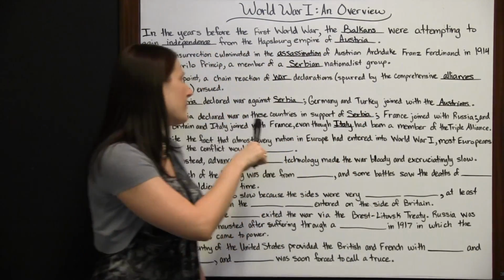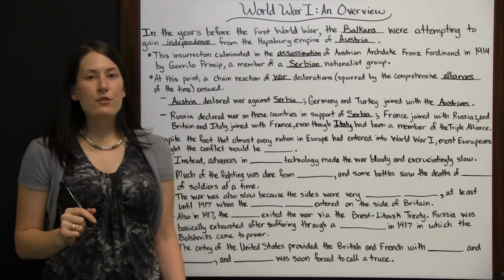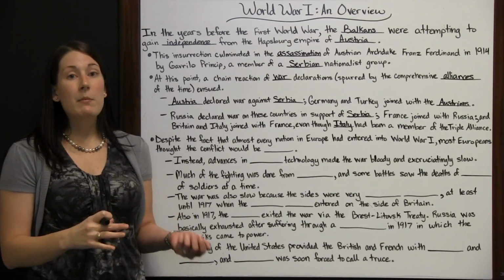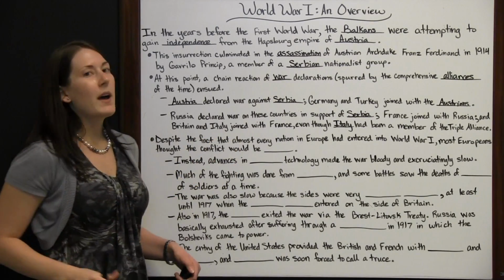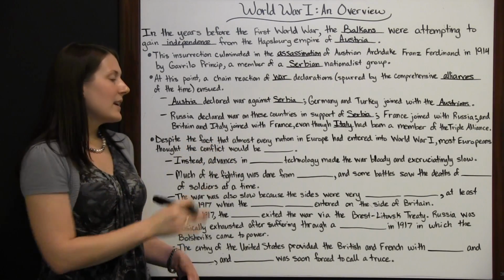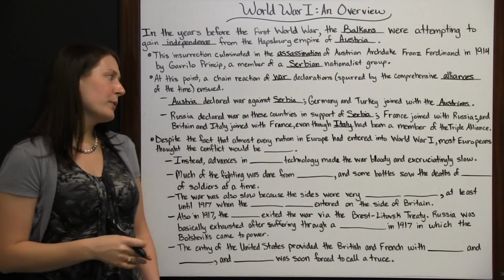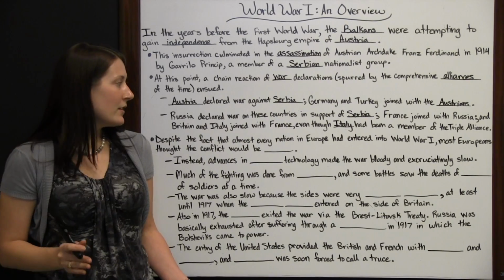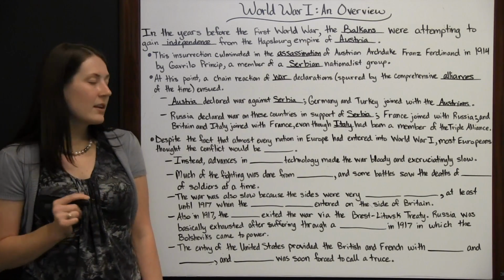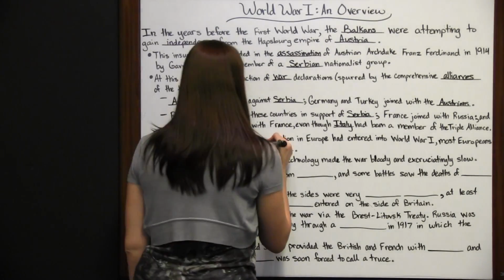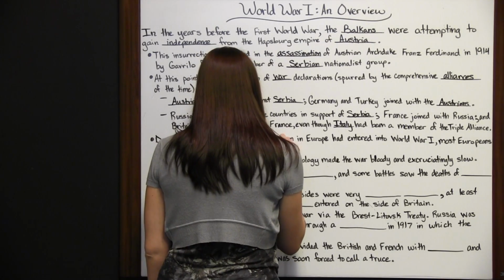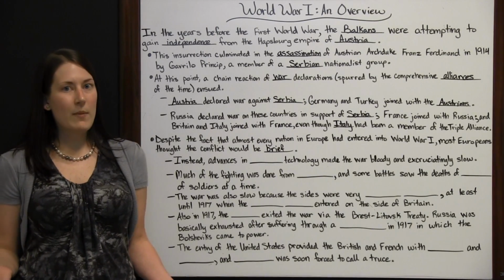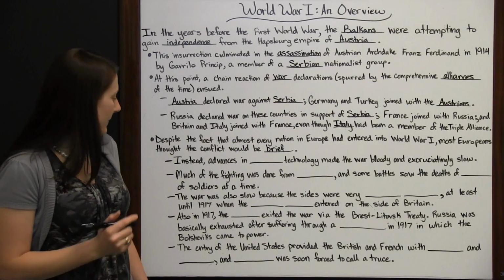Originally, Italy, Germany, and Austria were the members of the Triple Alliance, the larger powers of Europe. But Italy backed out on that alliance and instead sided with the Triple Entente group. Despite the fact that almost every nation in Europe had entered into this war, most Europeans thought the conflict would be brief. They figured, okay, we've all backed up the people we're supposed to back up. Now this war is just going to end quickly and things will go back to normal. But that's not what happened.